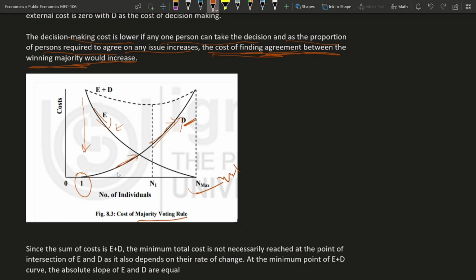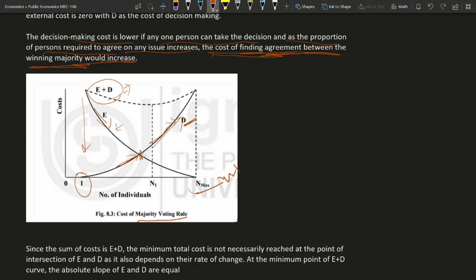So how do we decide what the majority should be which minimizes the total cost? E plus D is the total cost. So our system should be like that: the total cost E plus D should be the minimum. It is possible that E plus D will not be minimized at the intersection of E and D, because this depends on the slope of E and D.